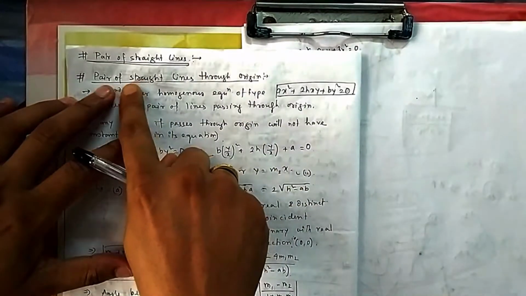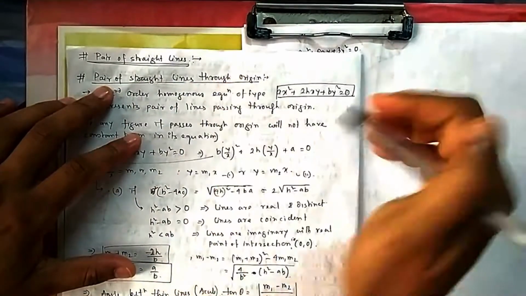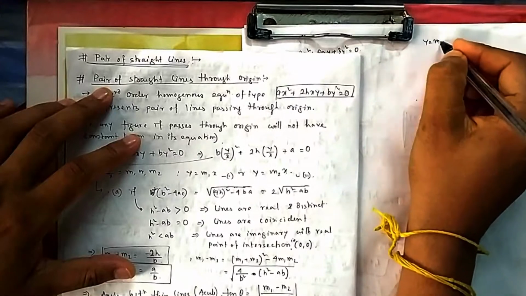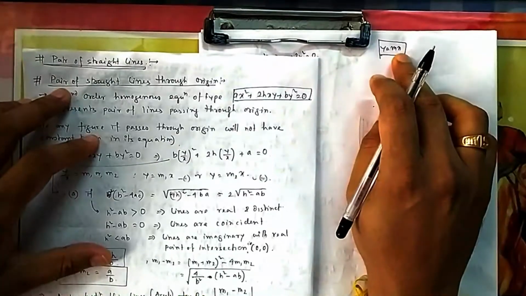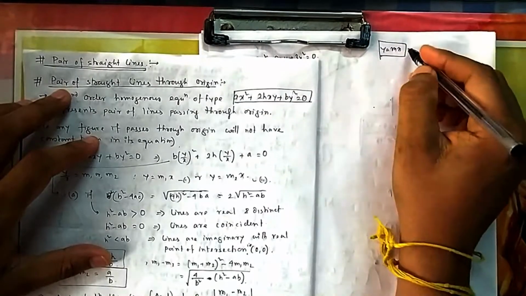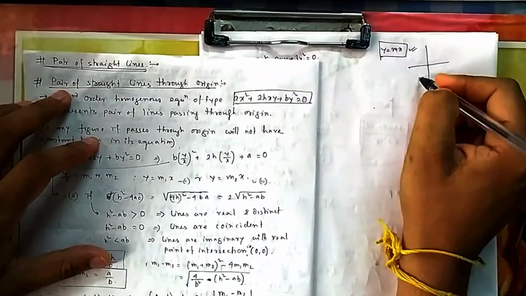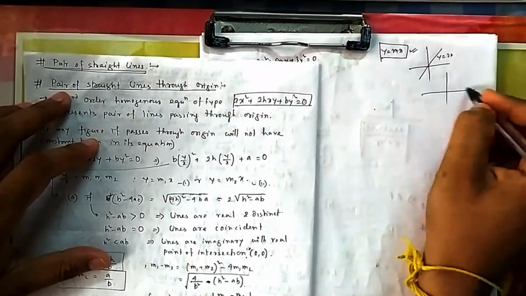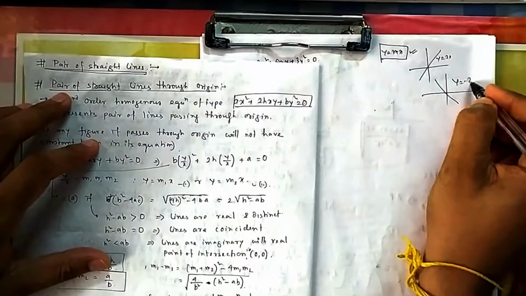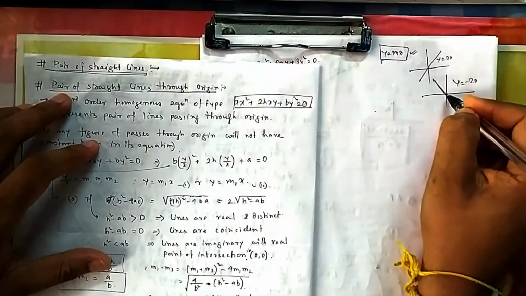First, we are taking the straight lines that pass through origin. That means only the y equal to mx format, because I told you if it goes through origin then there is no constant term. So y equal to mx means it passes through origin. If it is y equal to 2x, then it is rising. If I say y equal to minus 2x, then it will be a falling line passing through origin.